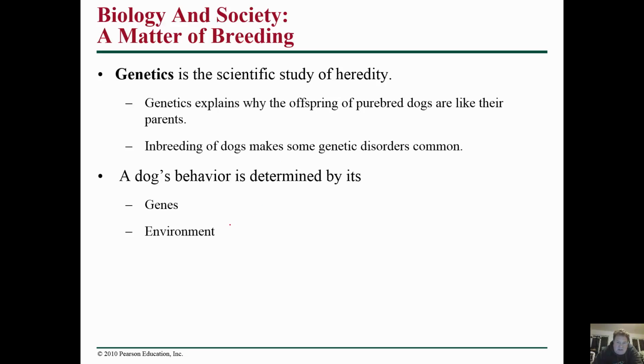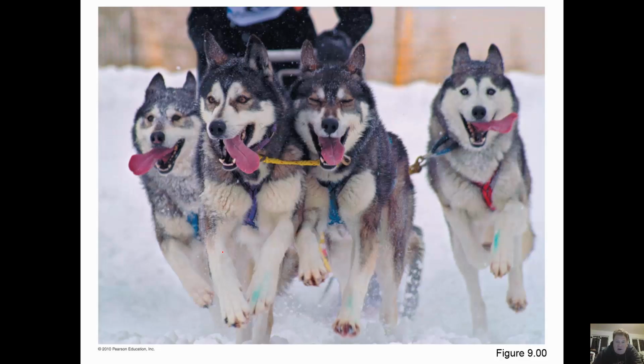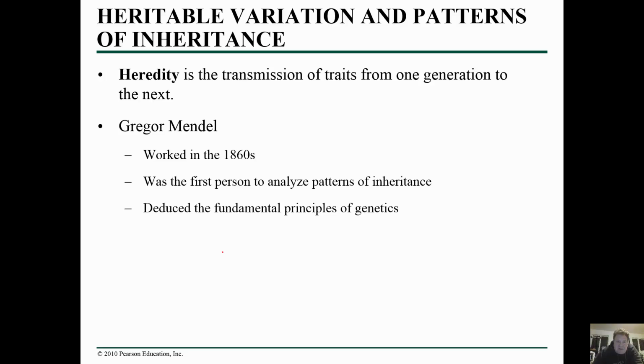Genetics is the study of heredity, and genetics explains why offspring of purebred dogs are like their parents. Inbreeding of dogs makes some genetic disorders more common, and also makes some of the things that we like about those dogs a little bit more common. And again, a dog's behavior is determined by both its genetics and its environment. And there's a prerequisite number of cute dogs.